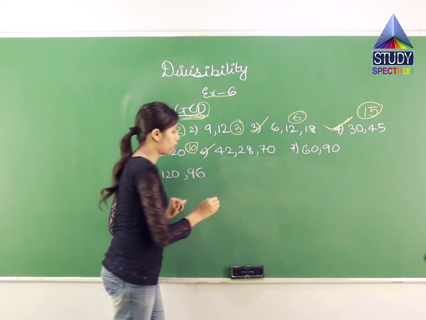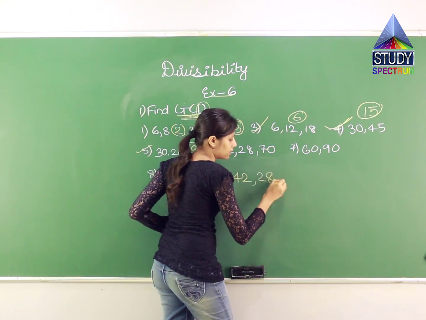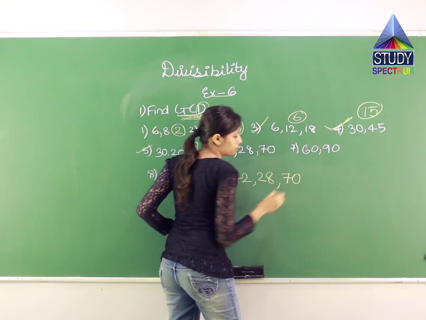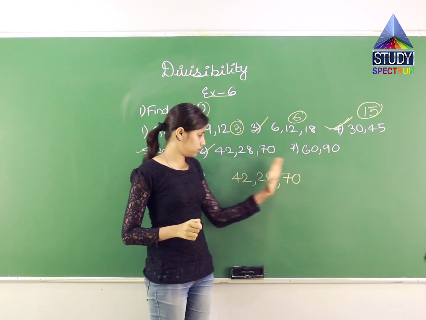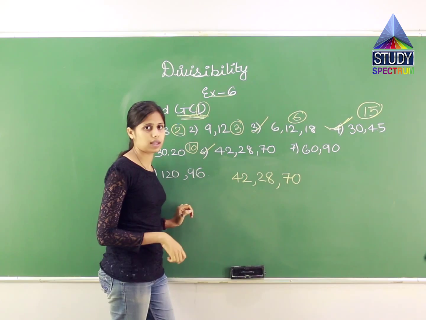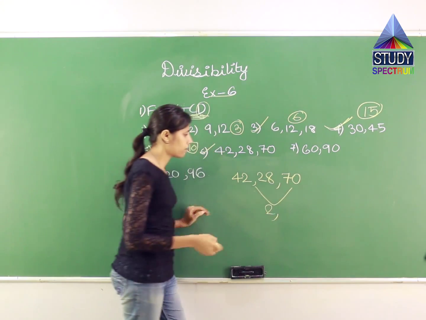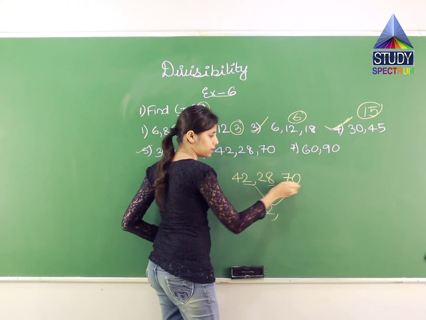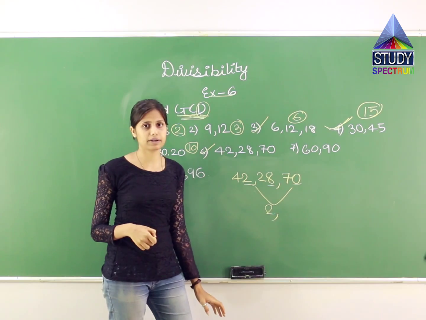So sixth one. In the sixth one I have 42, 28 and 70. Tell me इनमें से ये सब numbers में से कौन greatest common divisor कौन सा हो सकता है? First common divisors by looking at them I can say is 2, because सबके end में even numbers है, right? So I can say that 2 is a common divisor.